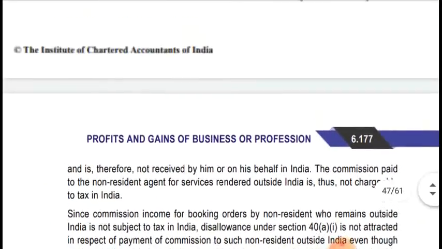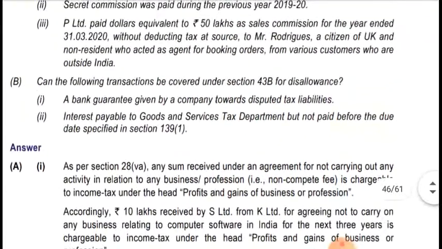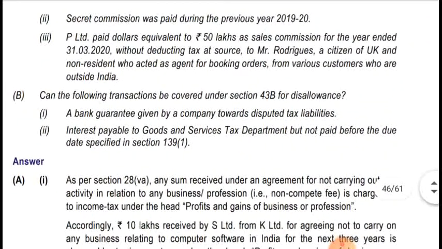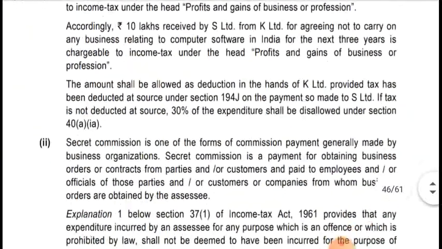So let's move to part B of this question. Can the following transaction be covered under section 43B for disallowance? A bank guarantee given by the company towards tax liability. Let's see what the answer says.